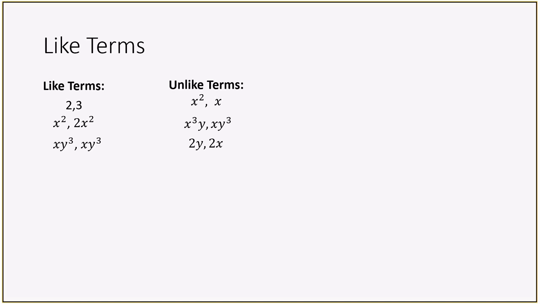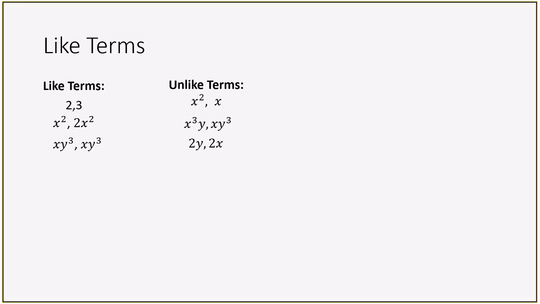Same thing with the bottom left. Xy to the third, xy to the third, same thing. They're like terms. Also, if I have no variables, so if I just have two numbers like 2 and 3, those are considered like terms. Why those are important is that when we get into the adding and subtracting of things, we should be able to combine like terms. We cannot combine unlike terms.